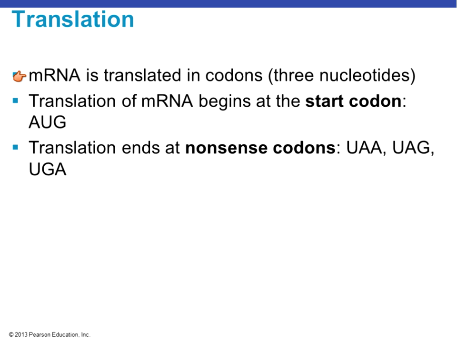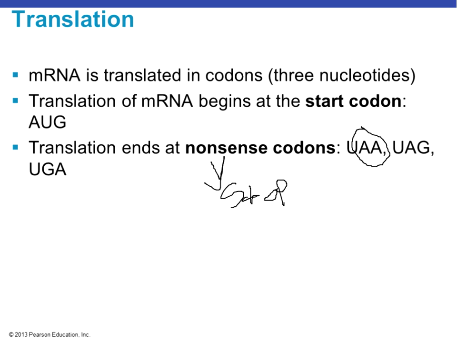So the messenger RNA is the template upon which these proteins are going to be made. And that messenger RNA is going to be translated into codons. So codons consist of 3 nucleotides. The translation of messenger RNA begins at the start codon, and then it's going to end at what we call nonsense codons. And another way to call a nonsense codon is just a stop codon. So stop codon just says, hey, this is the point at which this messenger RNA has received from the DNA the genes to make this protein.